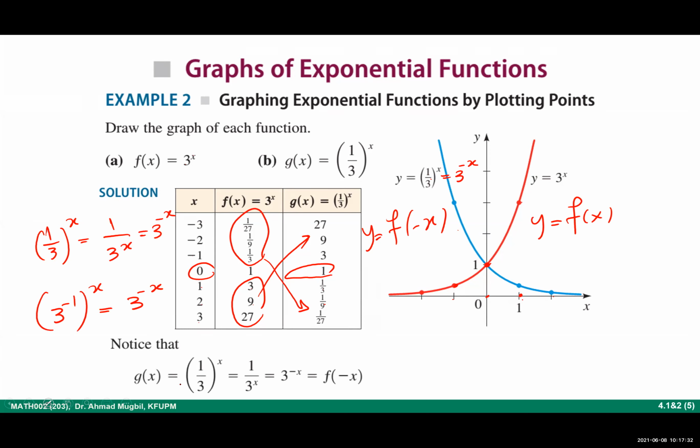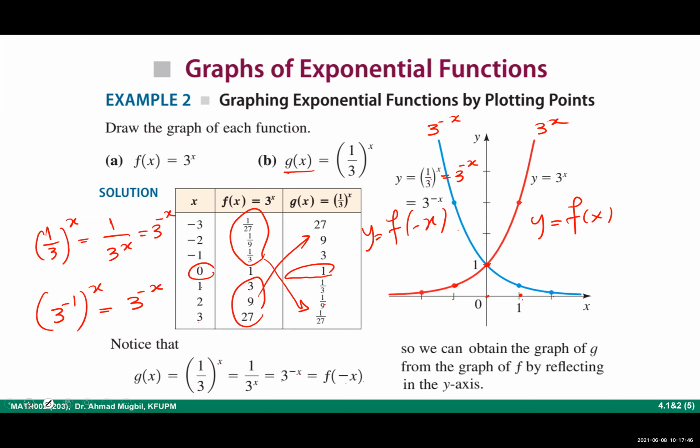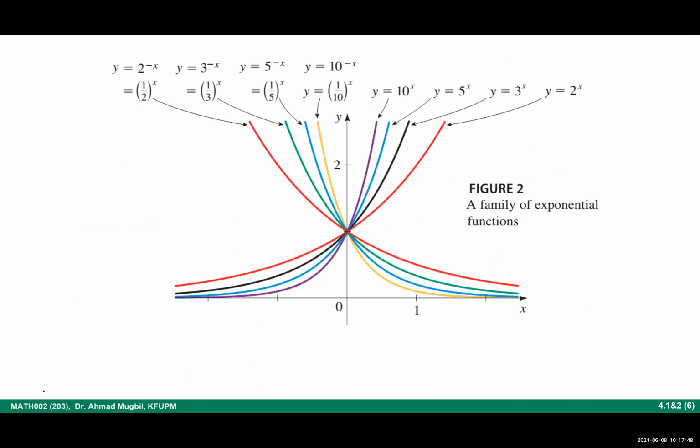So I think I mentioned it here, yes. This is g of x, it is 3 to the power negative x, where f of x is 3 to the power x. So this is the graph of 3 to the power x, and this is the graph of 3 to the power negative x. We have here a family of several exponential functions. This is 2 to the power x, the red one, 3 to the power x, the black one, 5, 10, and these are 2 to the power negative x, or a half to the power x, 3 to the power negative x, or a third to the power x.